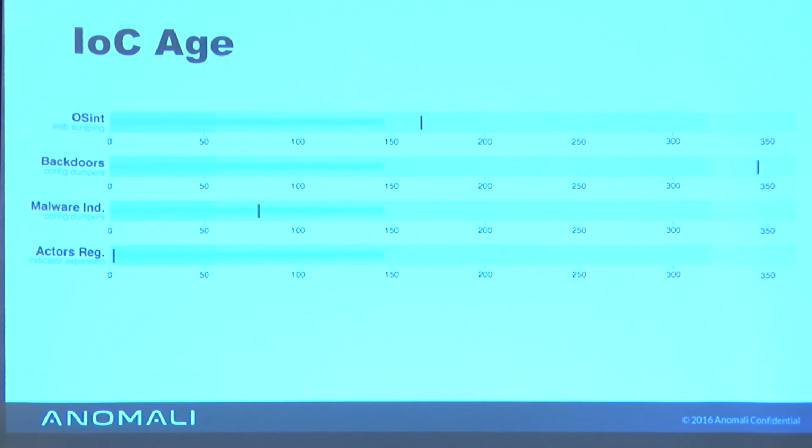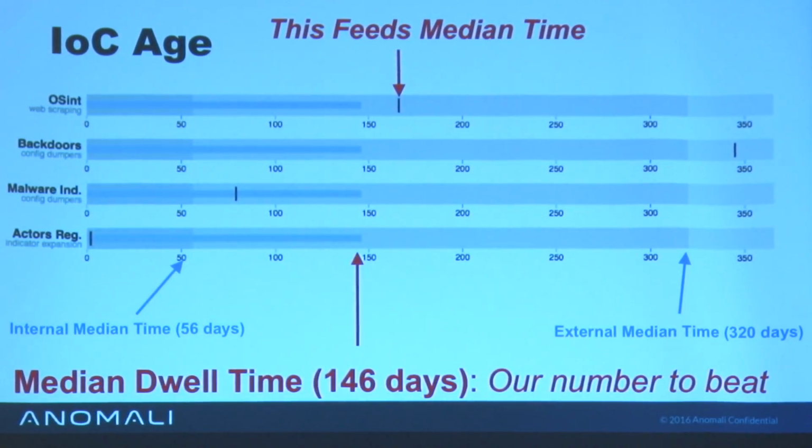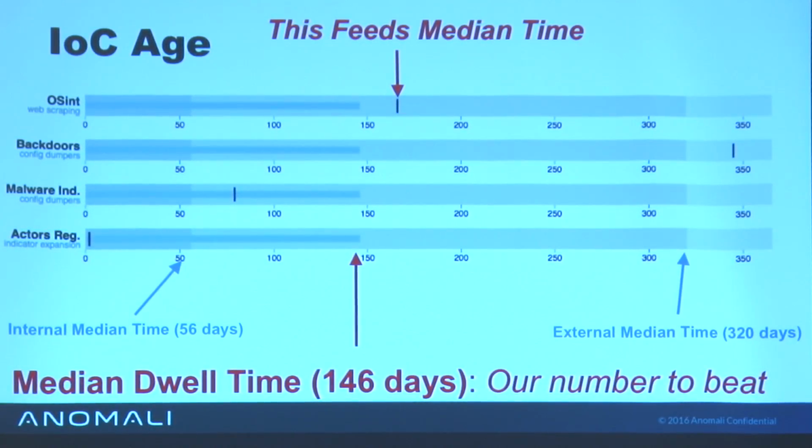And I end up with a graph that looks like this. And these are bullet charts. In essence, the portions along the bottom describe the data points that I'm comparing the data feed against. We have our median time for internal discovery of 56 days for median dwell time. We have the external dwell time way over here at the far end of this chart of 320 days. And then this blue line is the overall median dwell time.